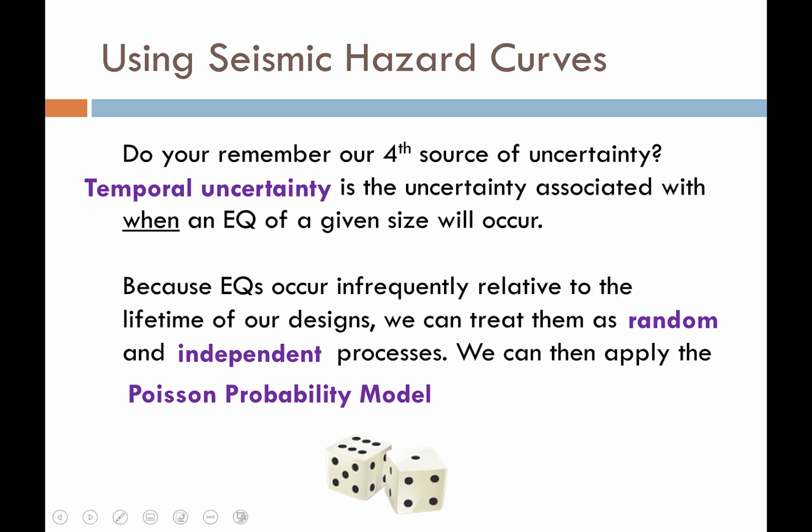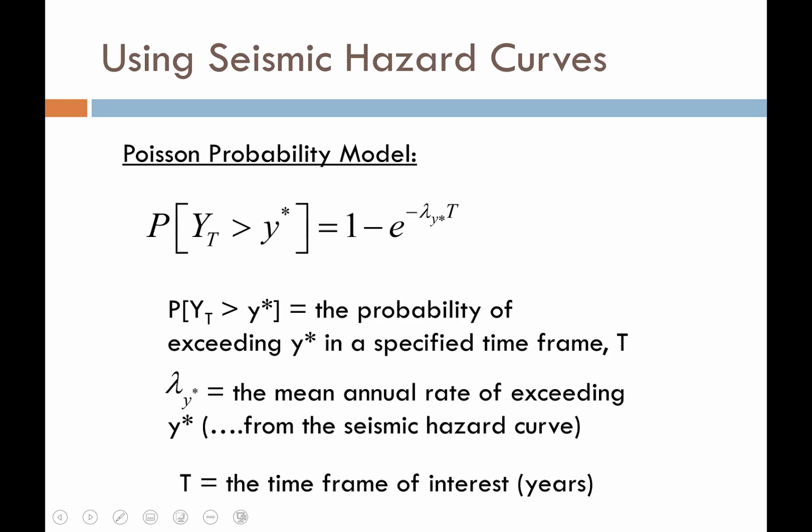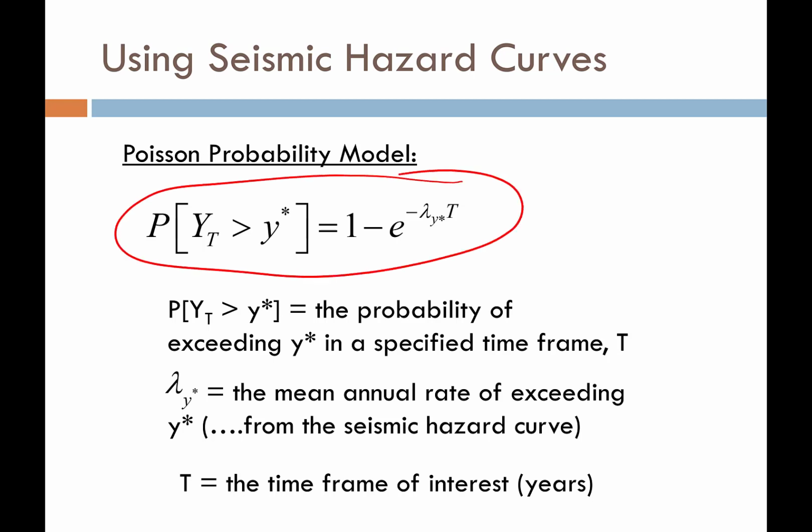So if we treat earthquakes like random and independent processes, then we can use this Poisson probability model, and that's given with this equation right here. So that term from our PSHA, that probability of exceeding some given ground motion y star, we can compute that with this equation right here.